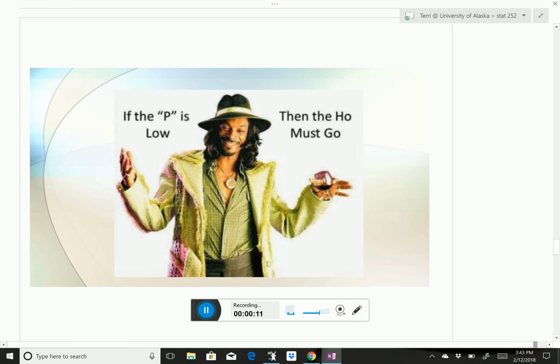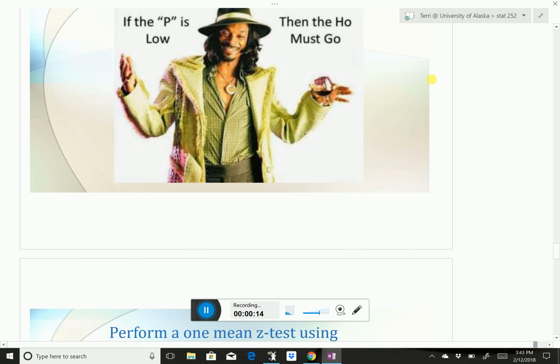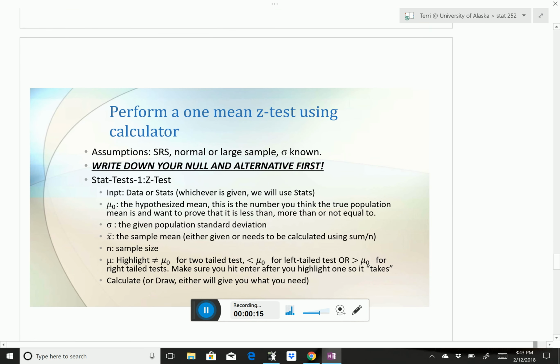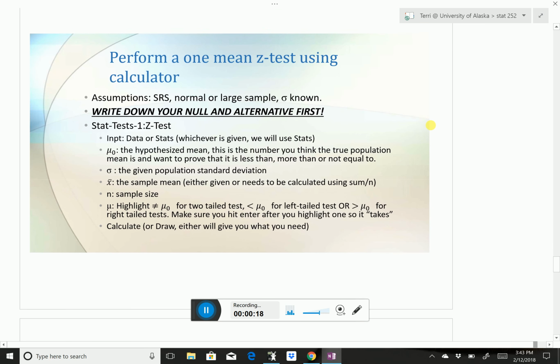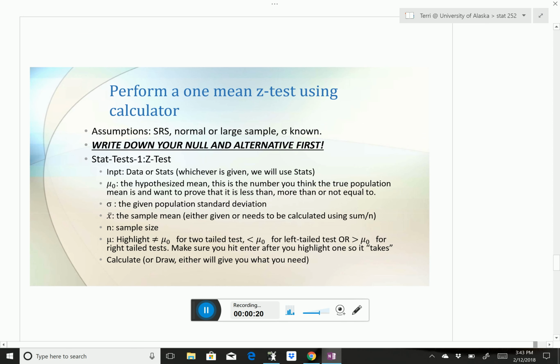So we're going to actually perform some of these tests. We're going to perform a one mean z test using a calculator. I'm going to do both as we go through each step so that you can see exactly what your calculator is doing.